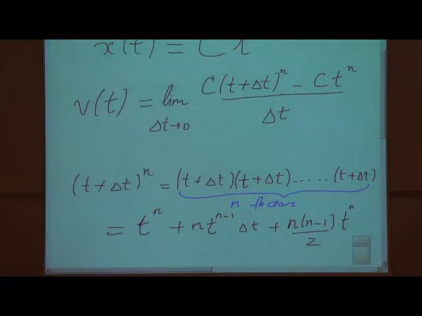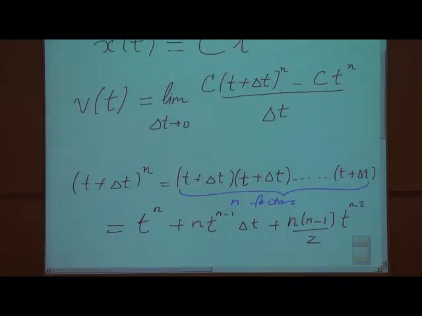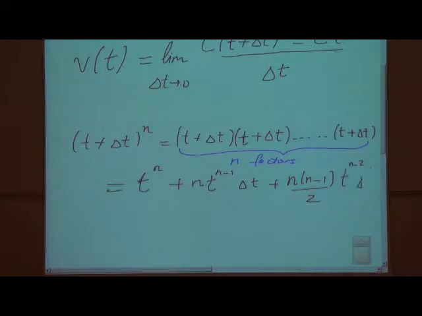t to the n minus 2 delta t squared plus all sorts of other terms, with delta t cubed, delta t to the fourth, etc. And at the end, you will get a term which is just picking delta t from all the factors, which means delta t to the n. Right?